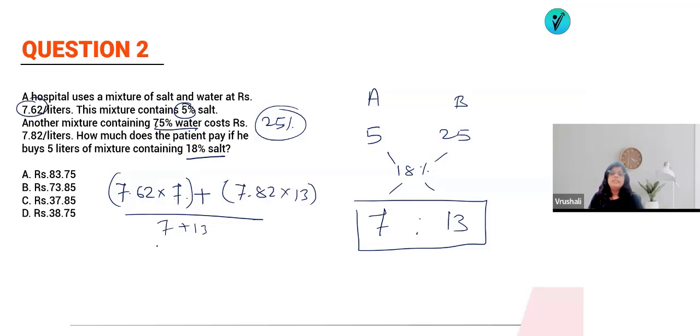So what will be this answer now? If you solve it, 7 2s are 14, carry will be 1. 7 6s are 42 plus 1, 43, carry will be 4. 49 plus 4 will be 53. So this is 53.34. Plus what will be this?